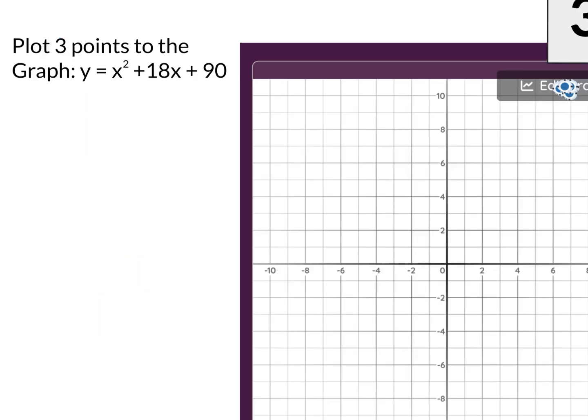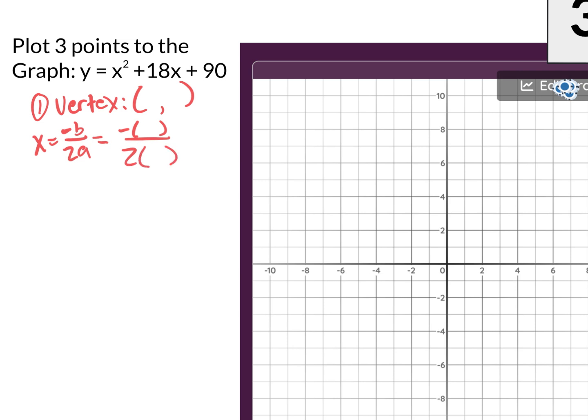Last question we're doing on this video. Once again, we're going to begin with the vertex. And in order to find that vertex, you're going to use a formula. And when you use a formula, please use parentheses before plugging in. Once you have that set up, identify your b value, which in this case is 18, and your a value, which is +1. So what you really have here is negative 18 divided by 2. So the x value of your vertex is negative 9.